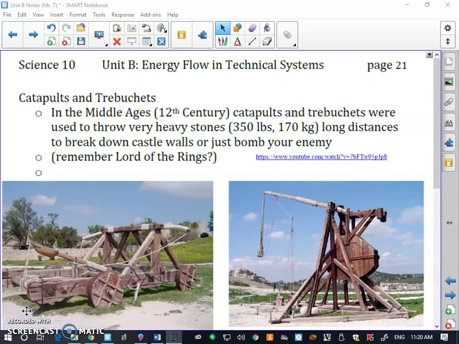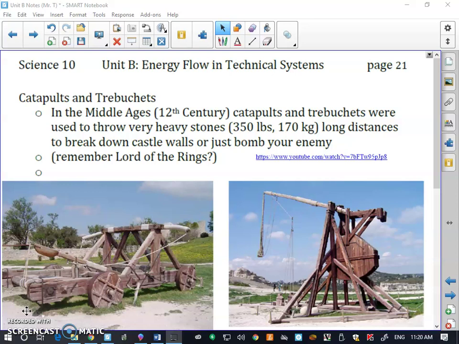Mr. Thompson here. We're just finishing up 2.2 in Unit B on potential energy. So we're looking at catapults and trebuchets. In the Middle Ages, 12th century, catapults and trebuchets were used to throw very heavy stones, like 350 pounds or 170 kilograms, long distances, to break down castle walls or just bomb your enemy. The Lord of the Rings, of course, has a good example of the catapult and the trebuchet. I'll attach a couple links, you can check it out.